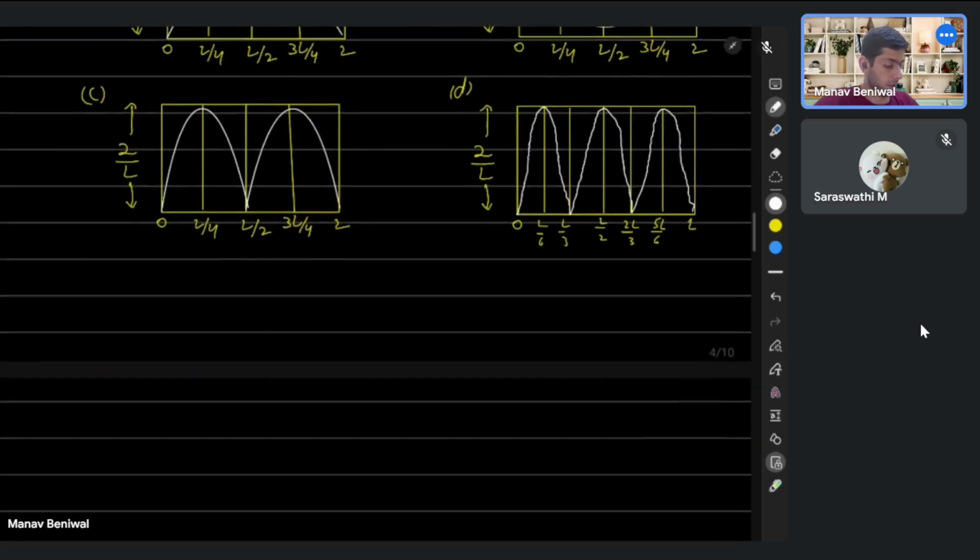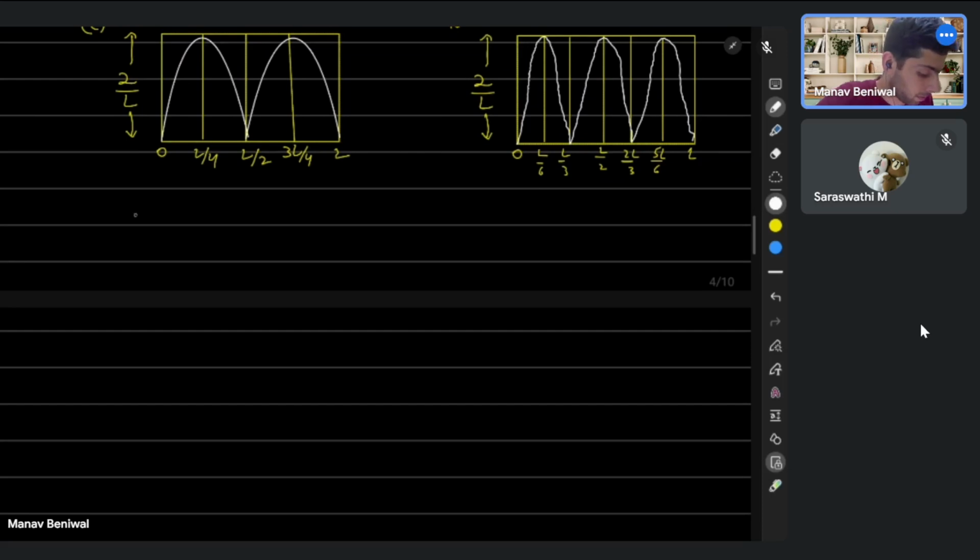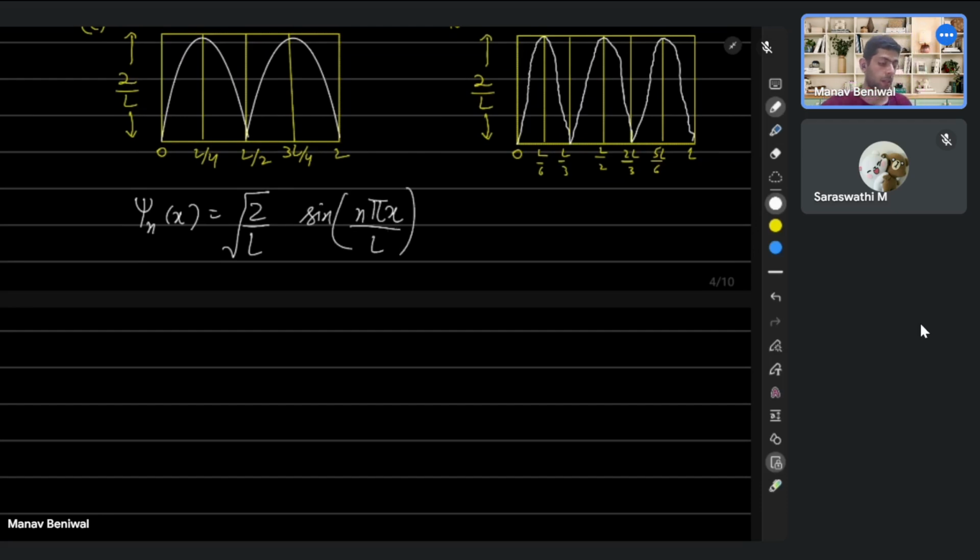Now let's write the function again. Here we have psi n of x, which is given to us to be square root of 2 over L times sine of n pi x over L. Now for n equals 3, we get psi 3 of x to be equal to square root of 2 over L times sine of 3 pi x by L.